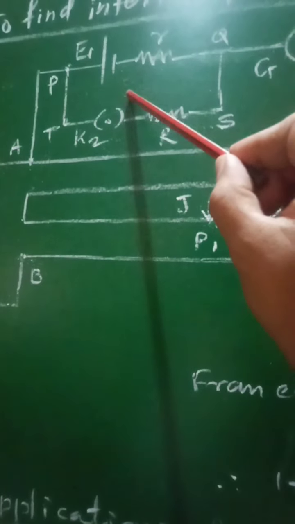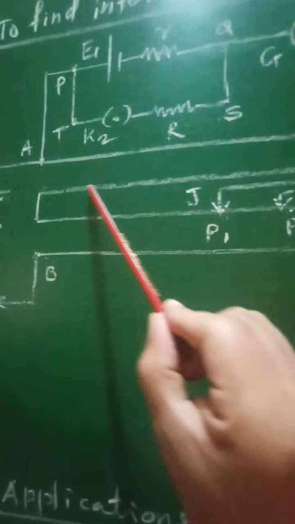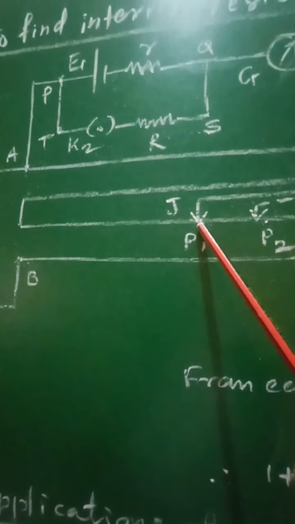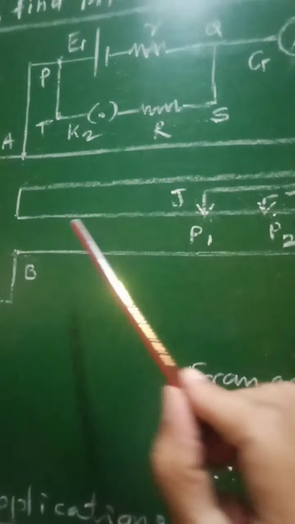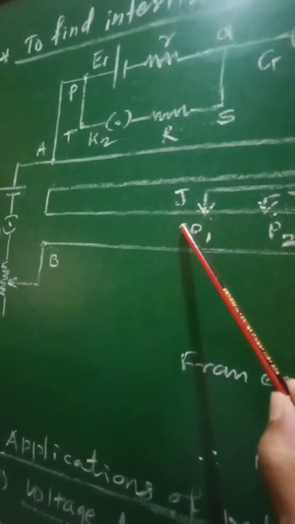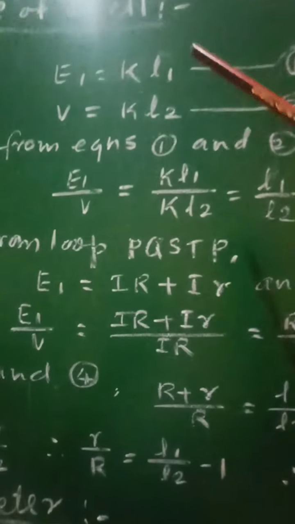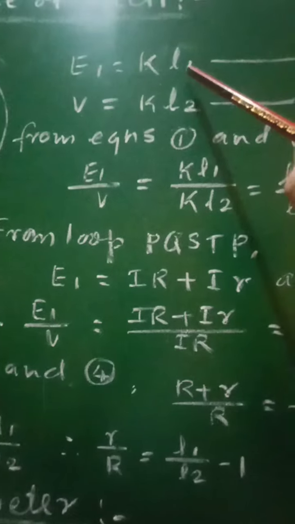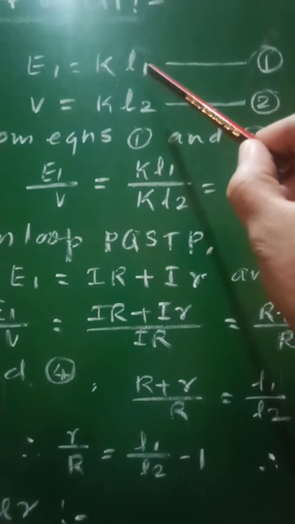the EMF of the cell E1 will now balance the potential difference across the length of the wire AP1, and therefore we can say that the EMF of the cell E1 will correspond to the length of the wire AP1, and hence by using working principle of potentiometer we can write E1 is equal to KL1, equation number 1, where L1 is AP1.